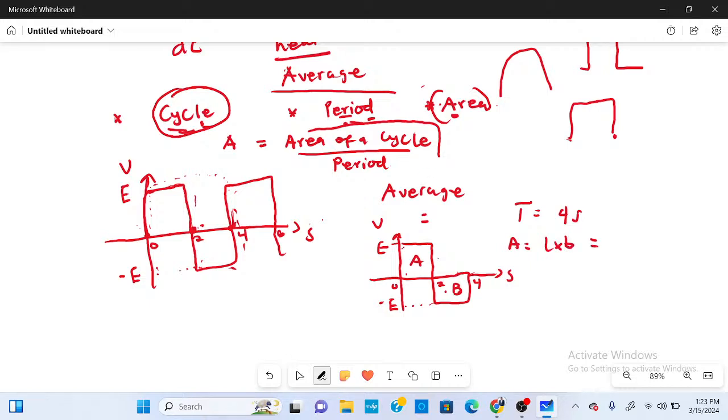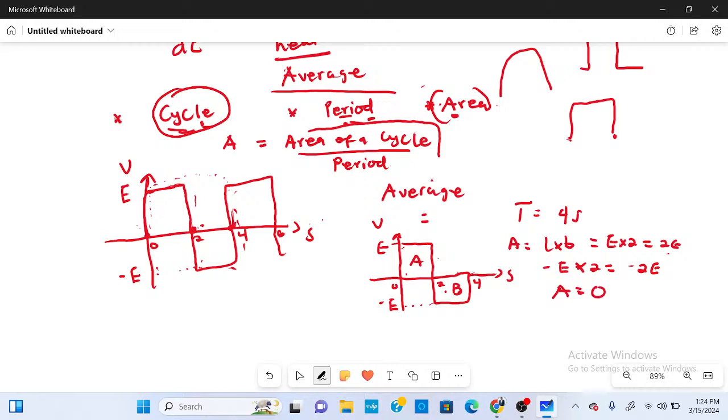And this is equal to, the length here is what? E. Then the breadth is 2. So I'm getting 2E for the A part. Then when I come to the B part, I'm having the length to be negative E times also 2. From this side to this side, 4 minus 2 is 2. So times 2, getting negative 2E. But I need a total area. So I need to add these two components together to find the total area. So I'm going to get 2E plus negative 2E. So my total area remains 0.